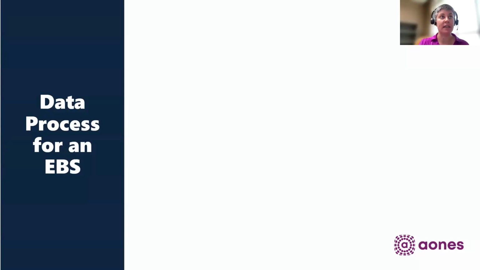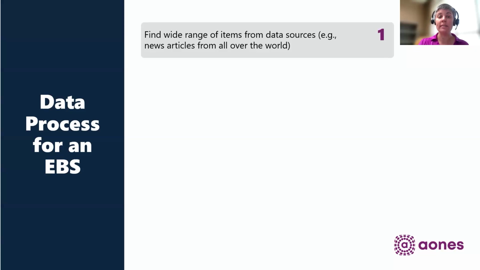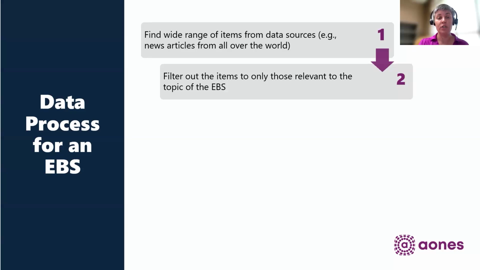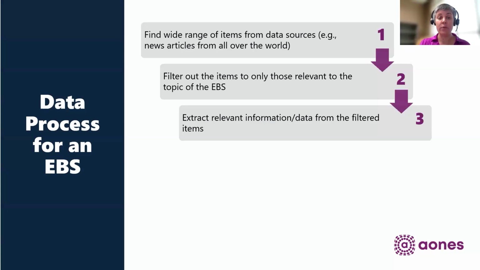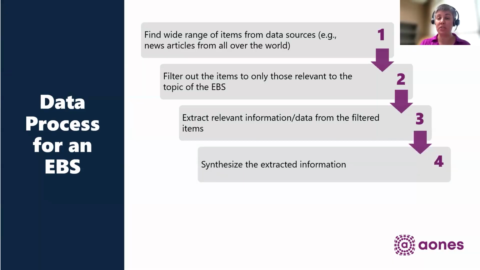Simply put, there are 5 stages to an EBS. 1, compiling the items from the data source, which could be as wide as the whole internet. 2, filtering those items to only those that are relevant to the health issues included in the EBS. 3, from within those filtered items, taking only the relevant information. 4, in some way synthesizing that information, which may not be in traditional numeric formats like we are familiar with for indicator-based systems.